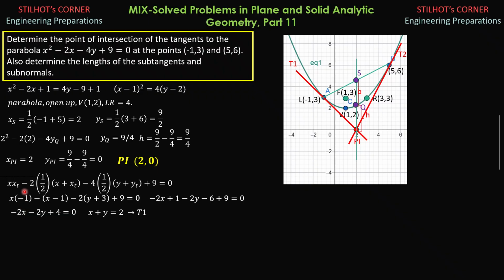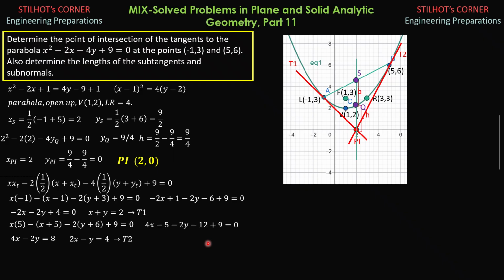We substitute it into this equation here, except that xt this time is 5 and yt is 6. So x times 5 minus quantity x plus 5 minus 2 times quantity y plus yt plus 9 equals 0. So we have 4x minus 5 minus 2y minus 12 plus 9 equals 0. Simplifying, 4x minus 2y equals positive 8, or 2x minus y equals 4.